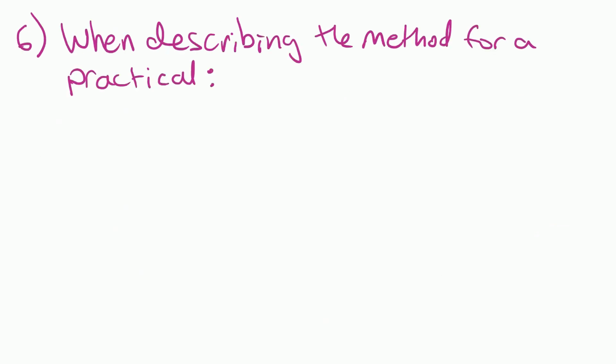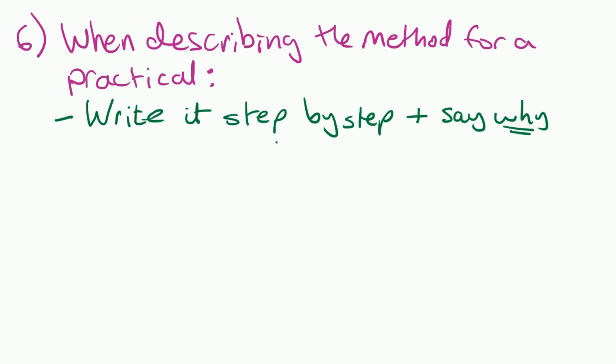On your exam, you could be asked to describe the method for a practical, for example, one of your required practicals. If you are, then write it step by step that somebody could follow, almost like a recipe. And it's important where you can that you say why you do each step. For example, you might be saying heat a solution in an evaporating dish so that half of the water evaporates. That last part is saying why you've done the step.